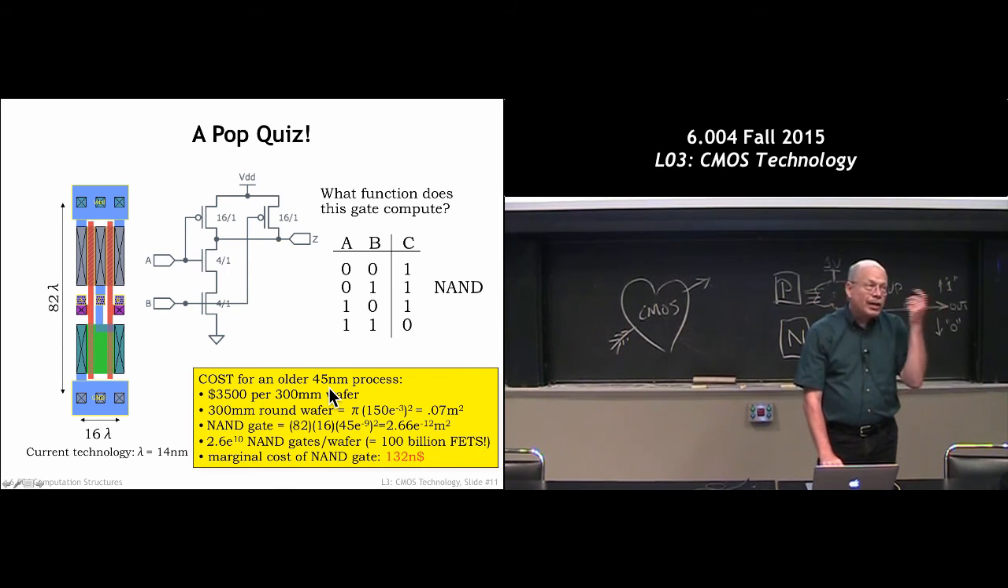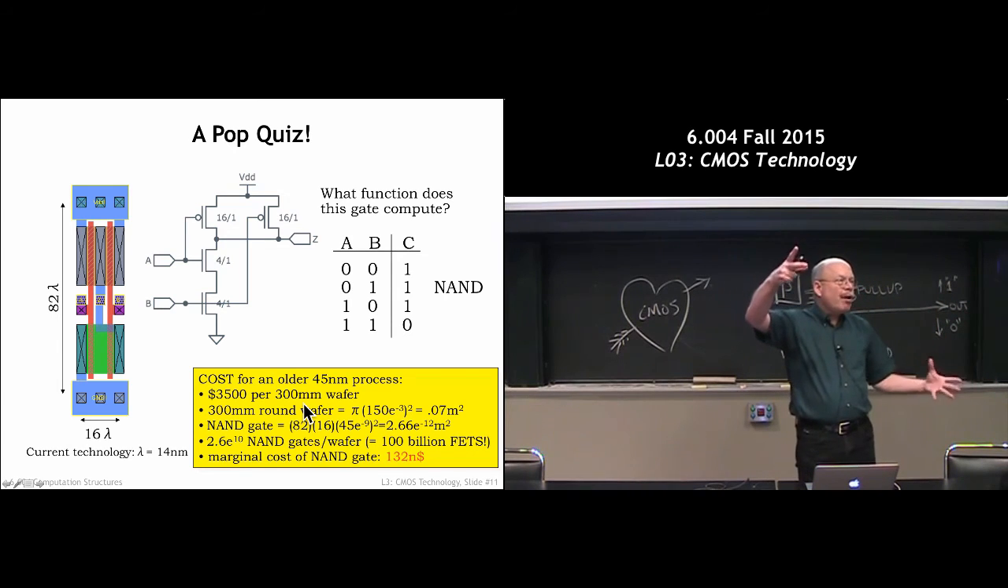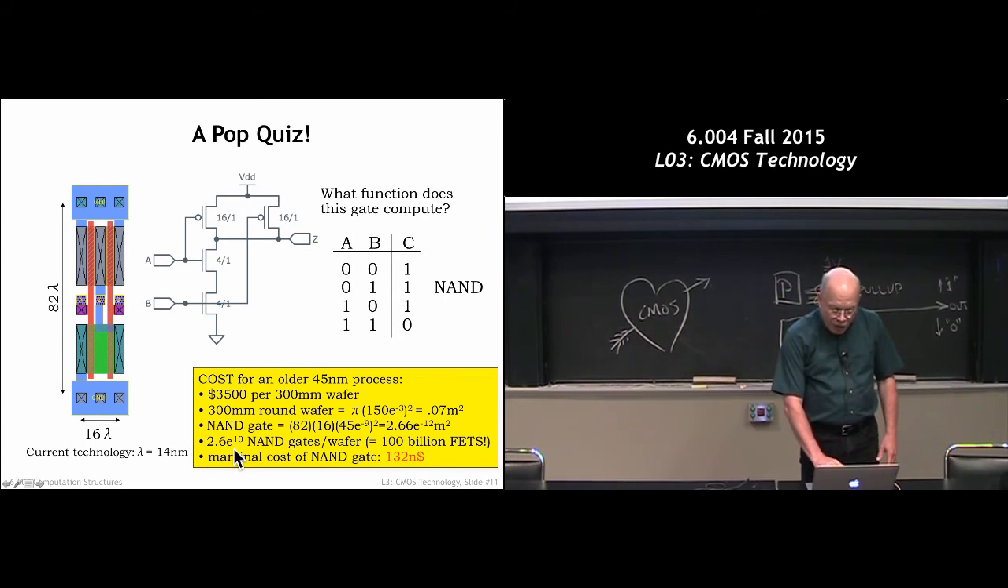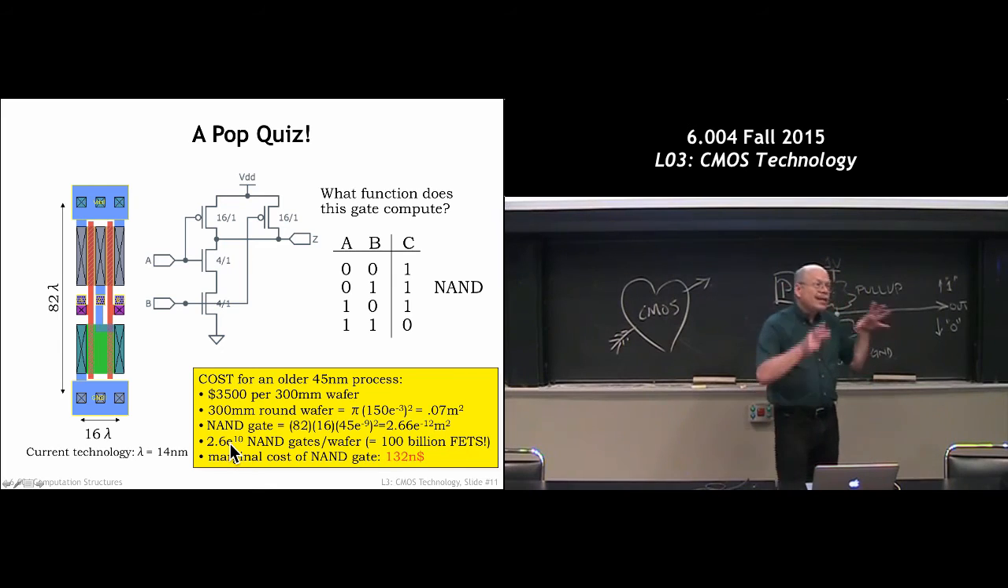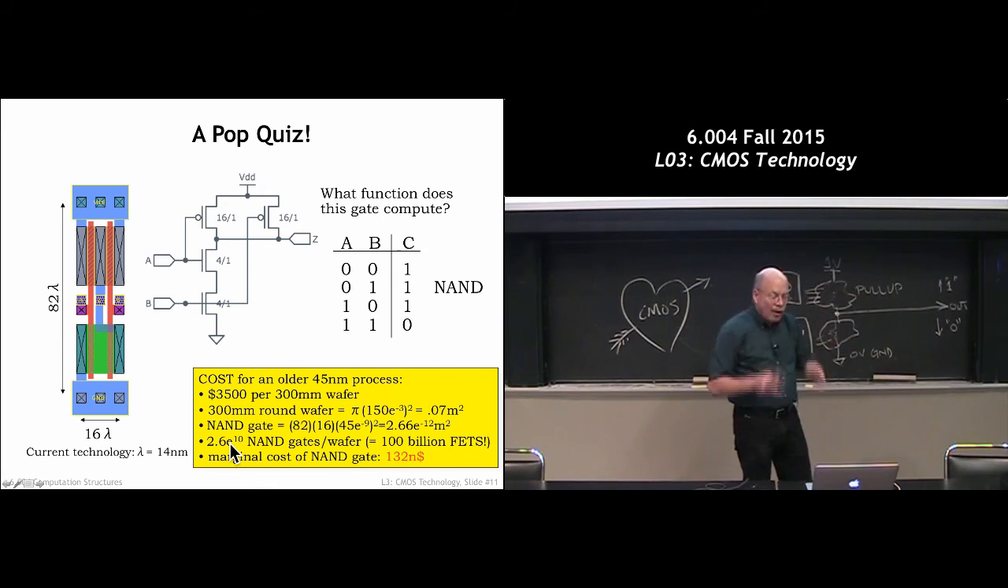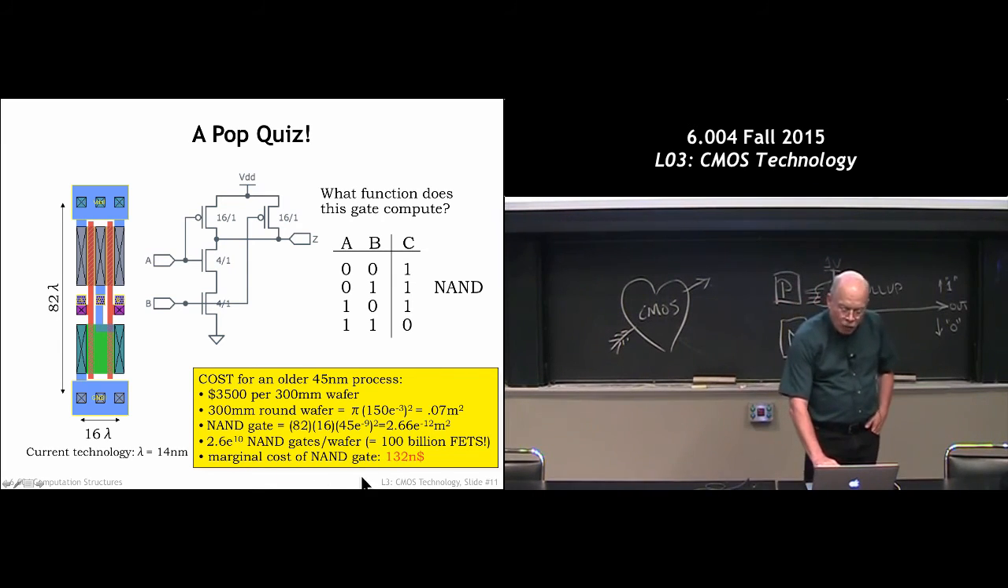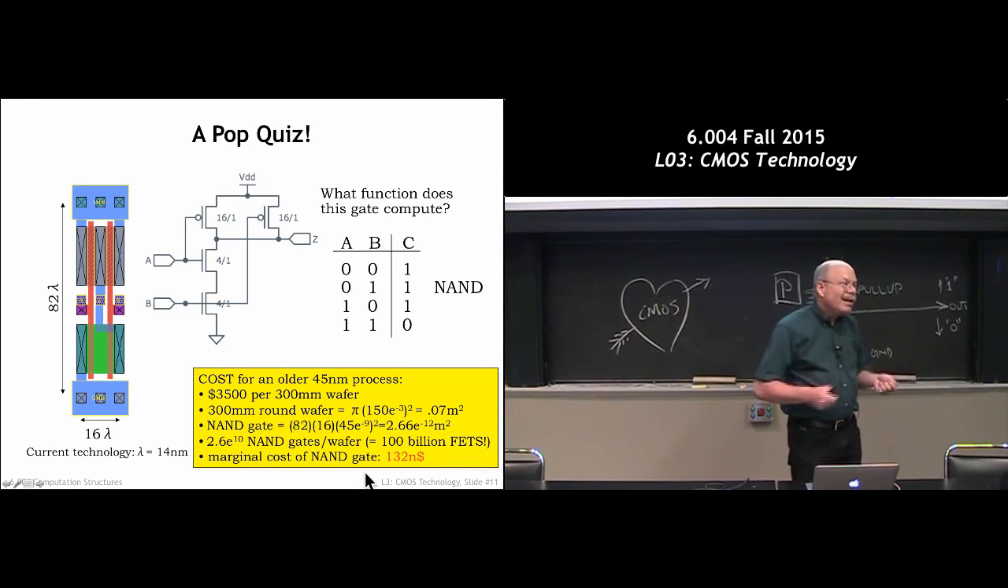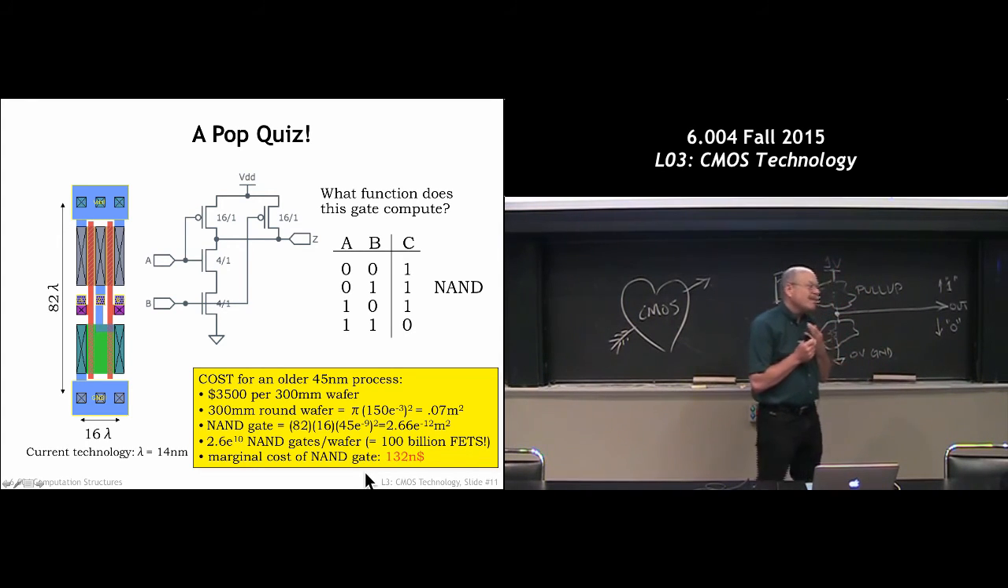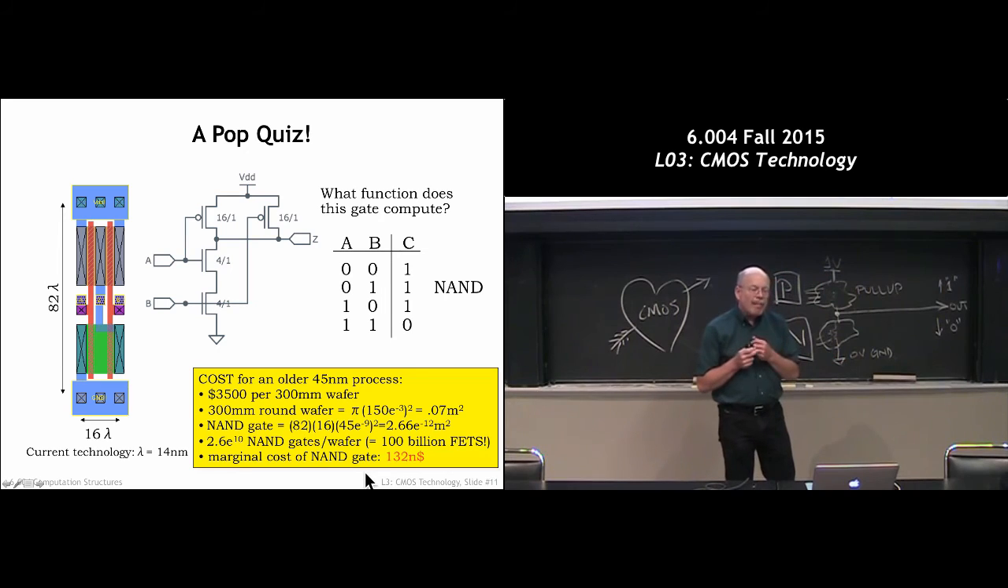This is an older process. This is several generations old, but it costs me about $3,500 to completely process a wafer. I get about 2 to the 10th NAND gates on a wafer. That means that my actual cost for each NAND gate is about 130 nanocents. And as I say, this has probably dropped by a couple factors of 2 since I did these numbers.